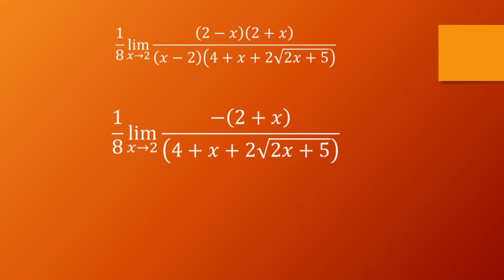I can plug in x equals 2 in my limit and get negative 1/3, and multiply that by 1/8 to get negative 1 over 24. That is my final answer.